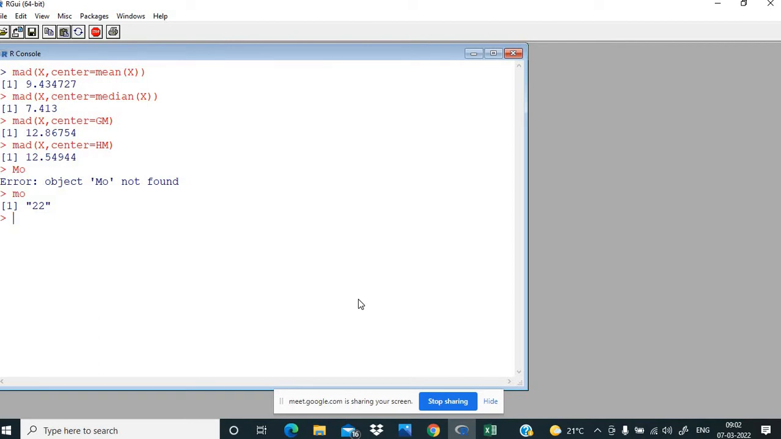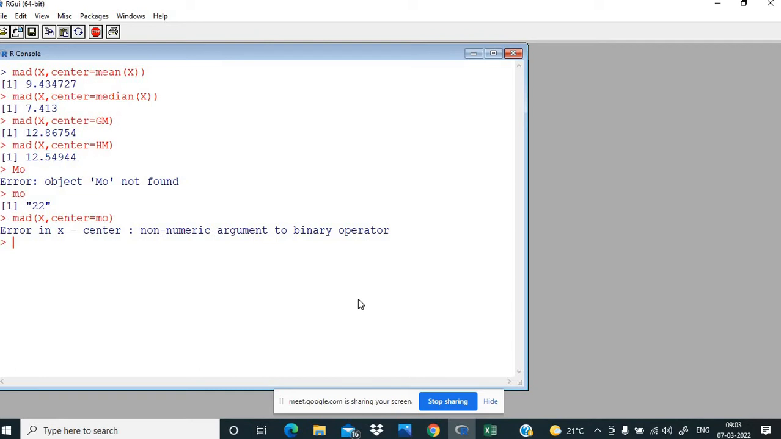Now I want to calculate mean deviation around mode. So for that, I will go to this command and instead of center, I will write mo, mode. So press enter. Okay. Now you see it is not coming. Why is it not coming? Because of a non-numeric argument. You see this was a numeric argument. I told you that mode is not a numeric argument. You remember I told you that mode is not a numeric argument. It is a character.